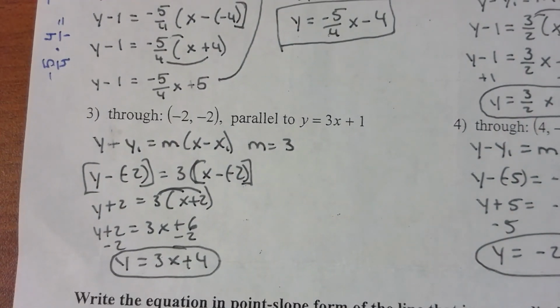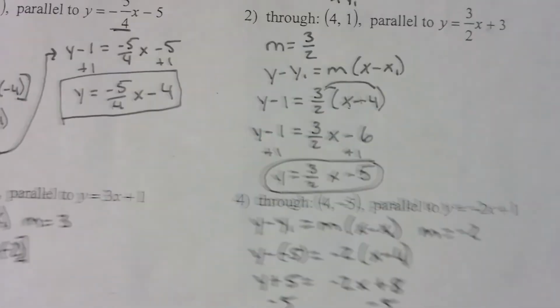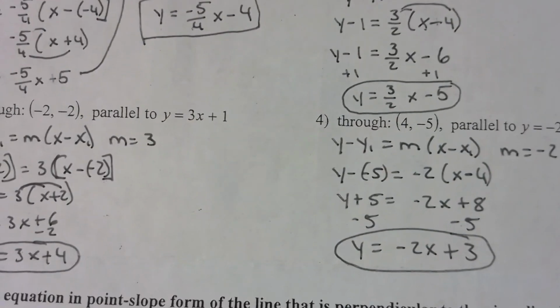Nothing else changes. You're going to take that new slope, plug it in for m. This is your x1, y1. You're going to plug those in, solve for y, and your answer is going to look like this: y equals mx plus b.